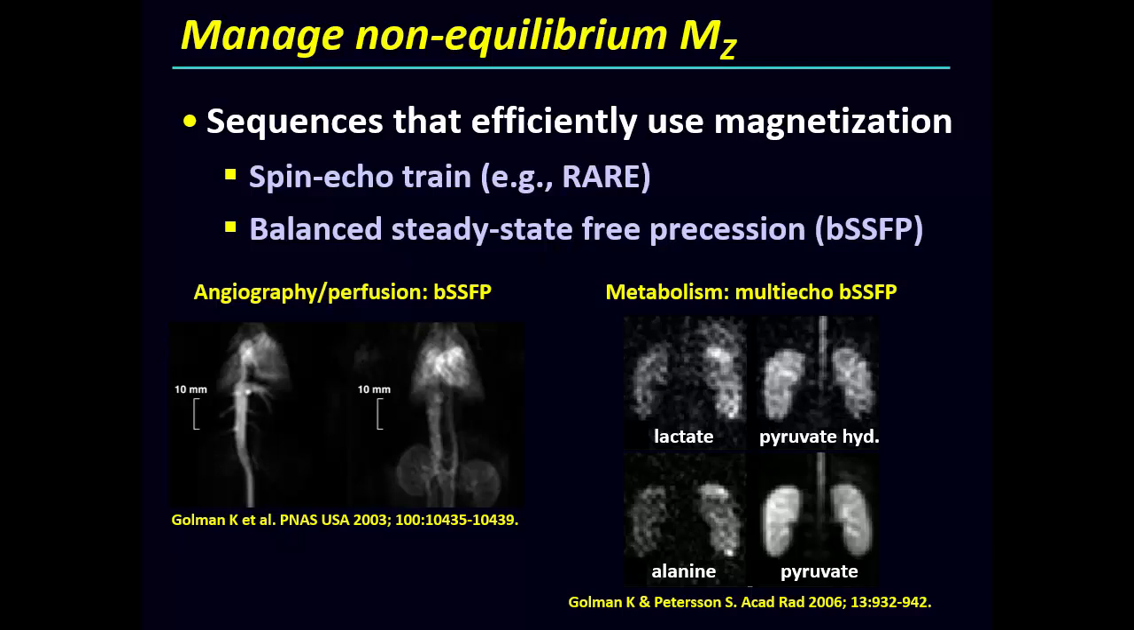Here's a couple of examples from the work of Goldman using hyperpolarized urea, but these can also be used for metabolic imaging. This is an example where you use a multi-echo balanced SSFP image to get images of lactate, pyruvate hydrate, alanine, and pyruvate.